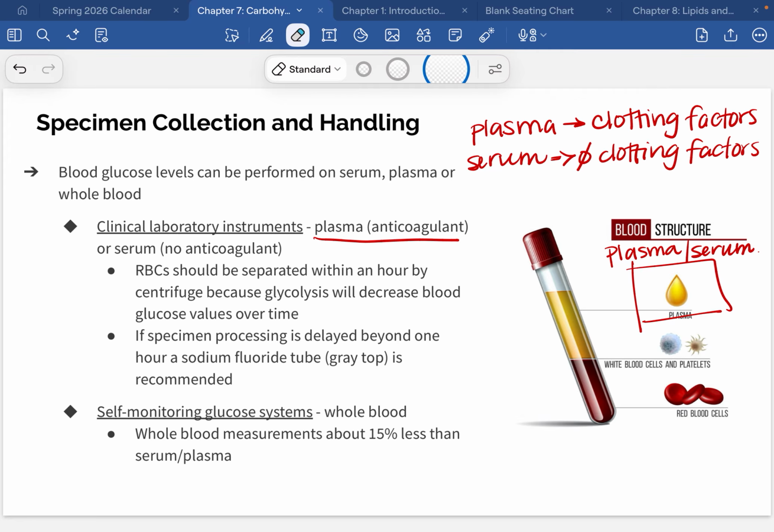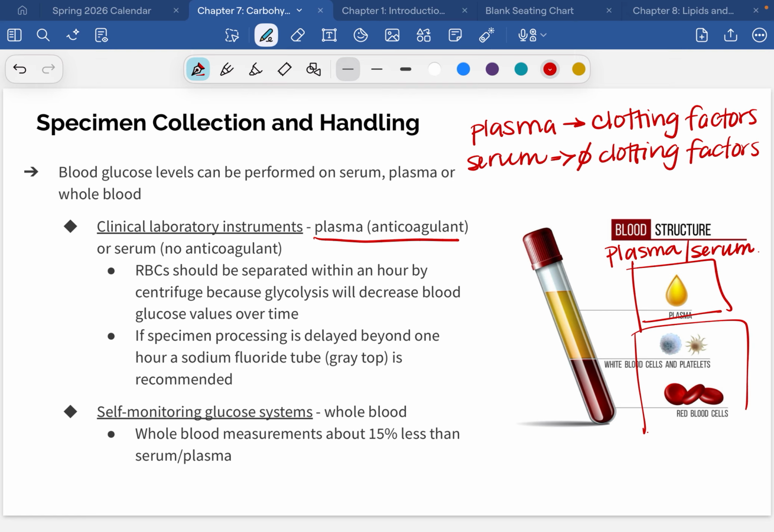Any type of nutrients, proteins, all that kind of stuff is going to be floating around in the plasma or the serum. And then the bottom half, or the other part, are going to be the cells. And this is where all the cells are, both the red blood cells and the white blood cells.